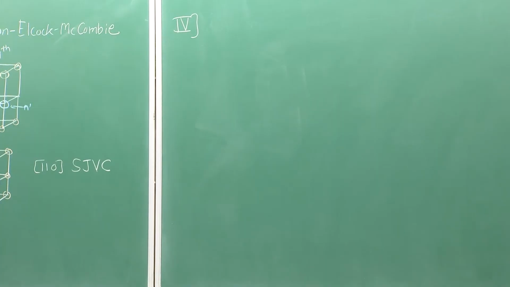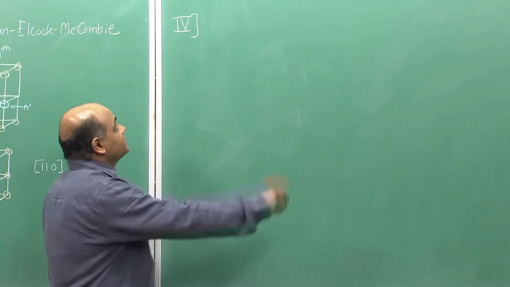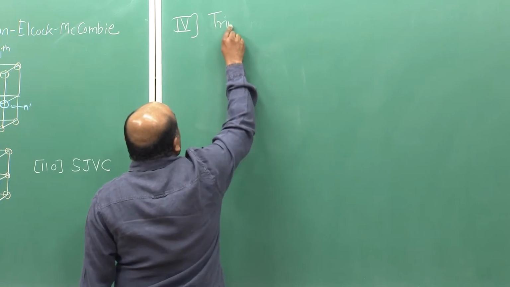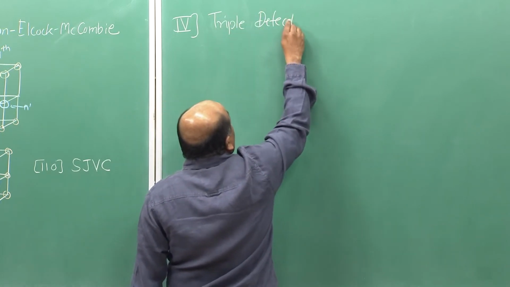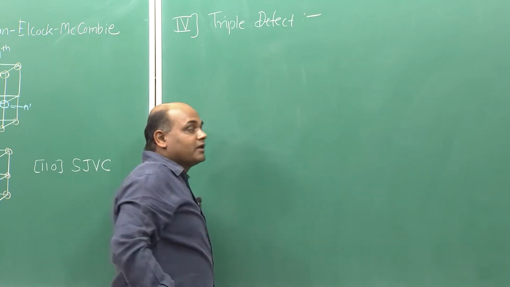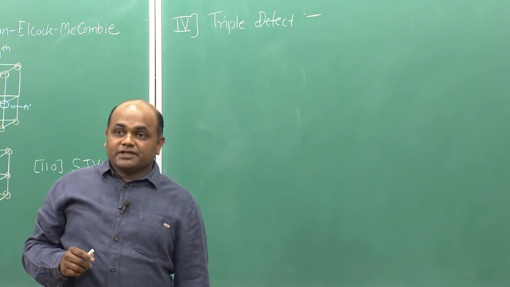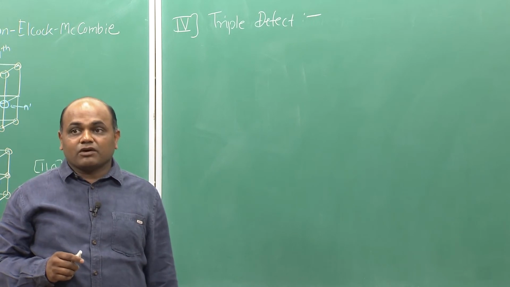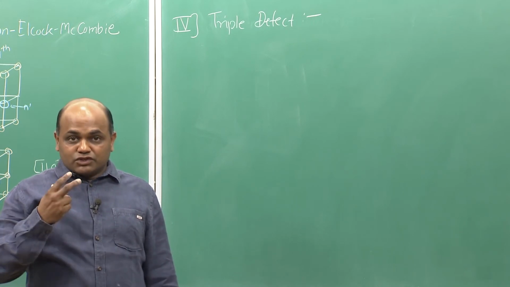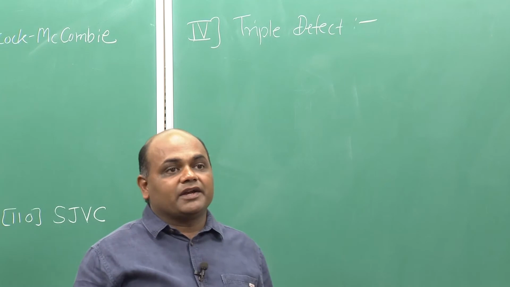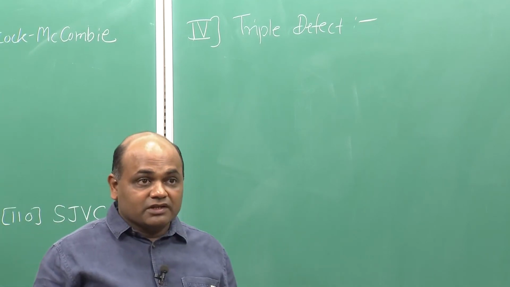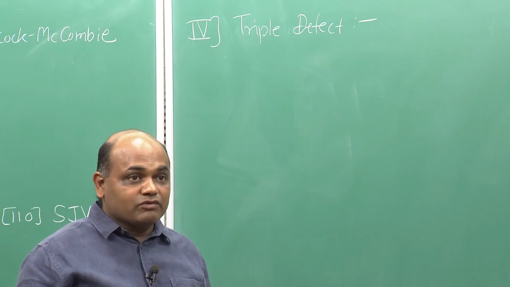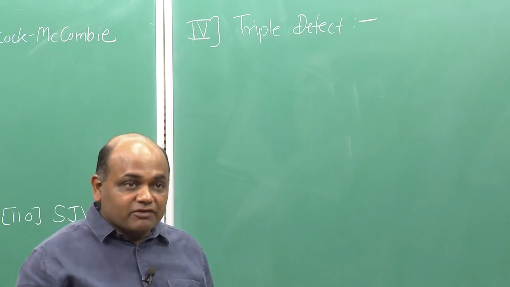The last mechanism that we are going to look at is the triple defect mechanism. In the last class, we have seen triple defect is a defect complex which consists of 2 vacancies and 1 anti-site. So, in the triple defect mechanism, the diffusion is assisted by formation of a triple defect.